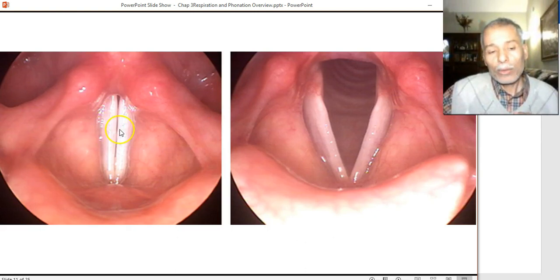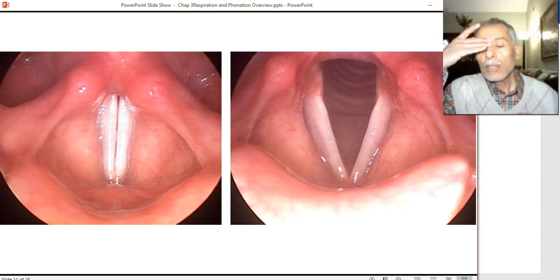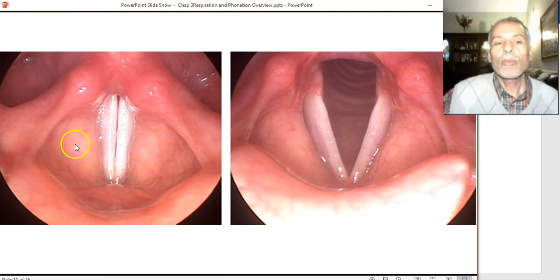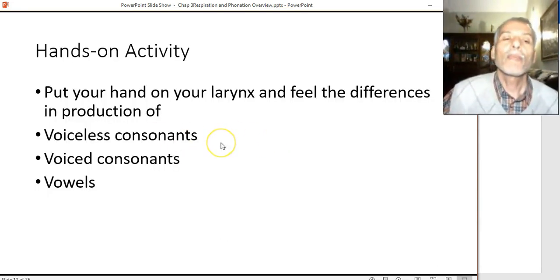So any sound that is produced with the vocal folds vibrating we call voiced. And the sound that is not produced by the vocal fold vibration, we call voiceless. And we speak about consonants particularly. Why don't we mention vowels? Vowels are all voiced.